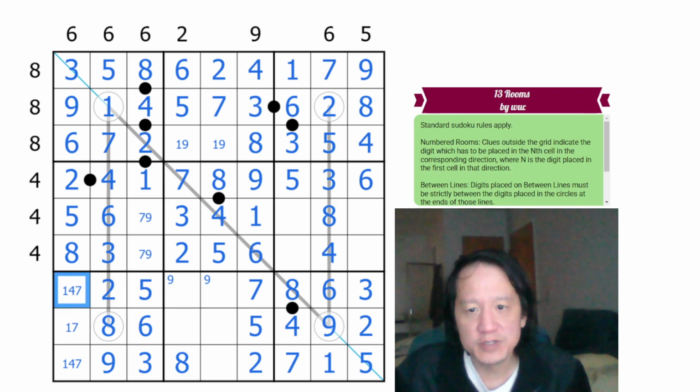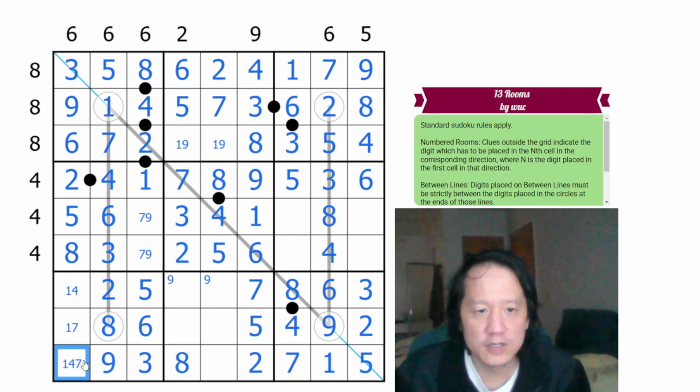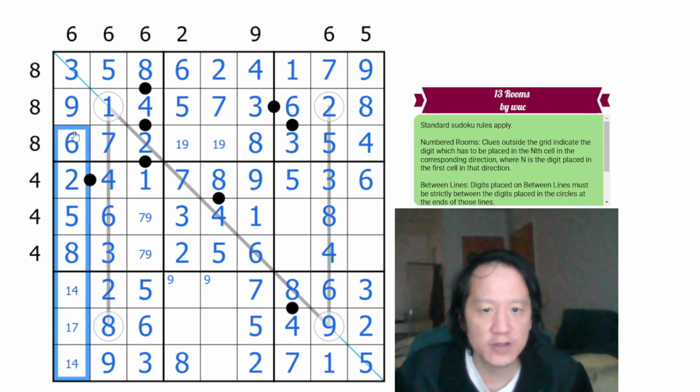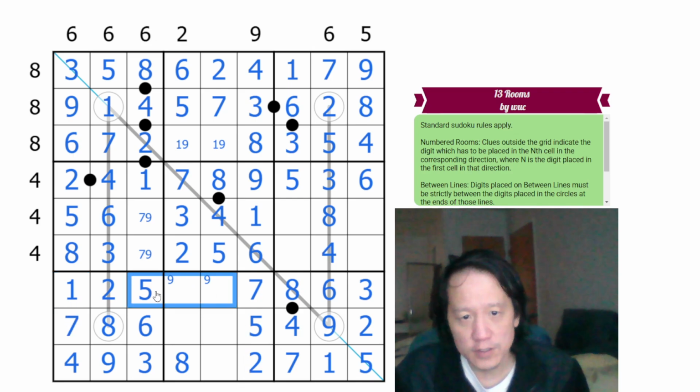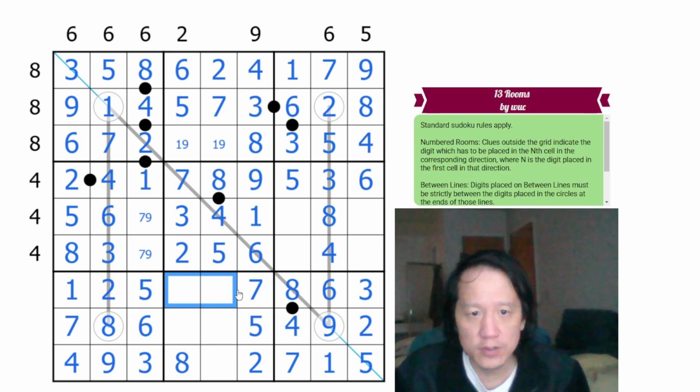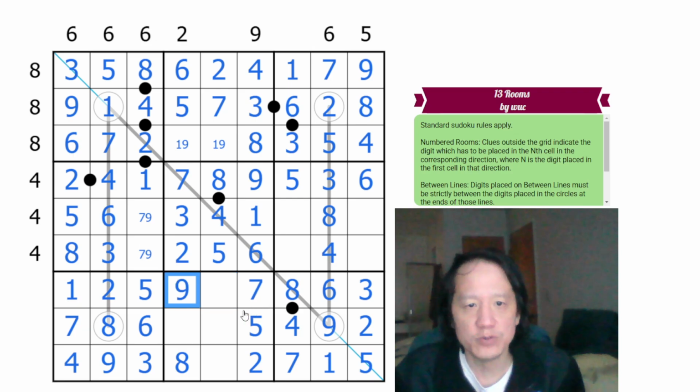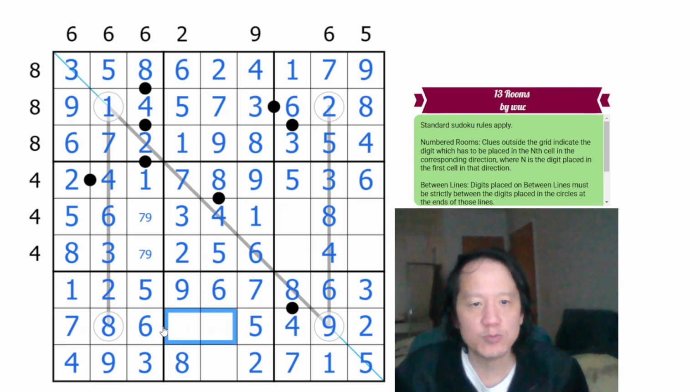This can no longer be 7, and this can't be 1, actually, because of this 1. So this must be 4. That makes that a 1, which makes that a 7. This is a 6-9 pair now. This can't be 6, so it must be 9, which makes that a 6. That can't be 9 anymore, so that's a 1. This is a 9. This has to be 1 or 1.